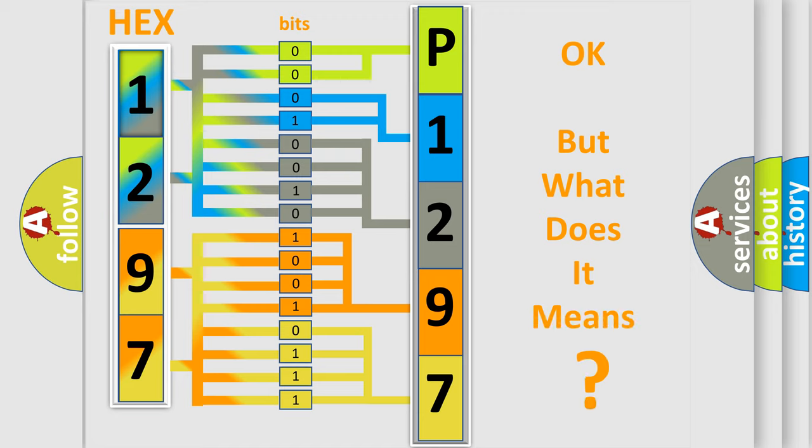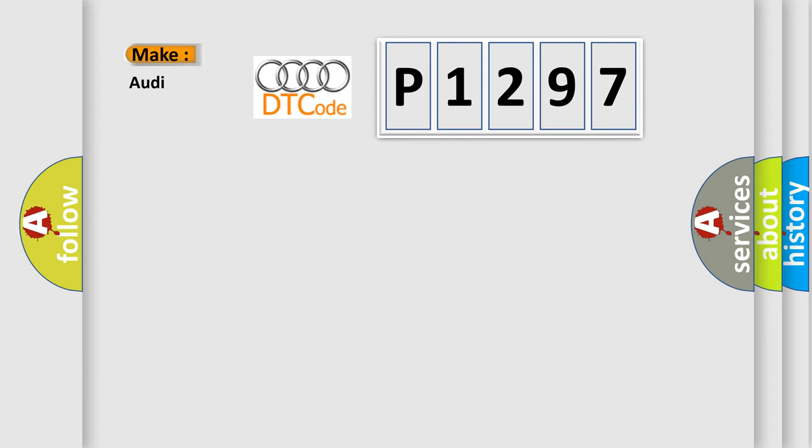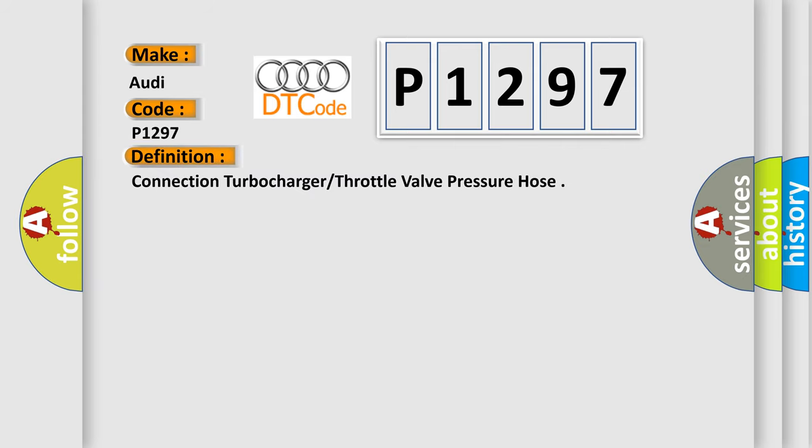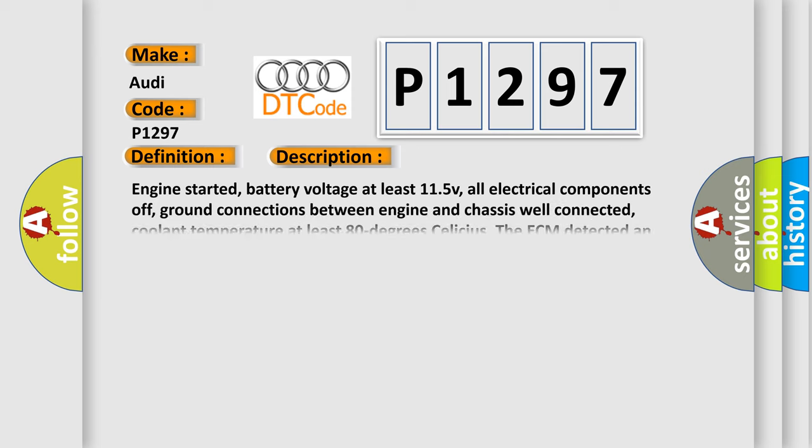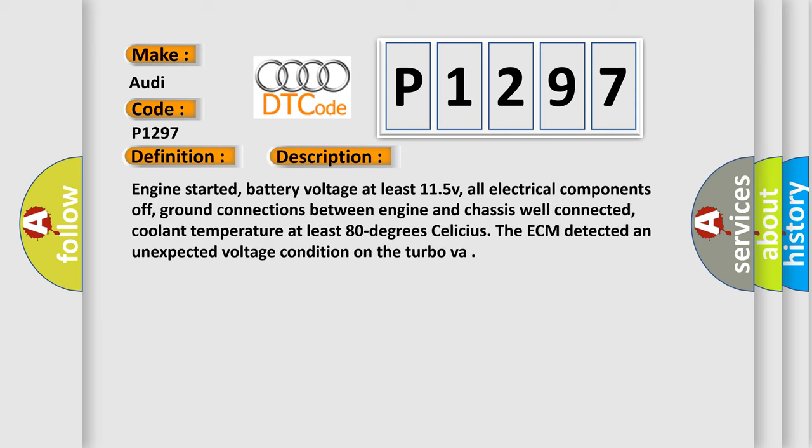The number itself does not make sense to us if we cannot assign information about it to what it actually expresses. So, what does the diagnostic trouble code P1297 interpret specifically for Audi car manufacturers? The basic definition is connection turbocharger or throttle valve pressure hose. And now this is a short description of this DTC code.